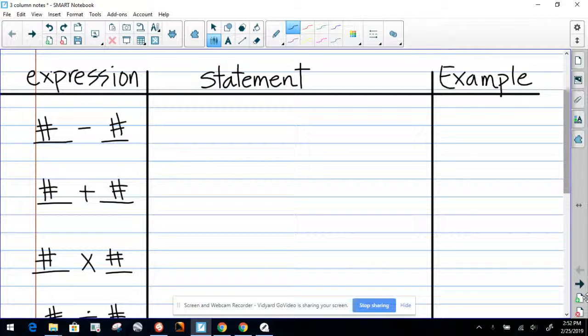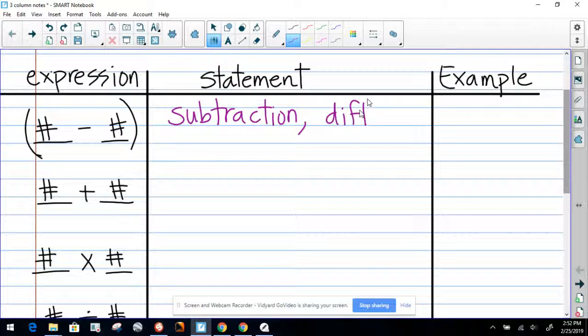So, for example, when you have to write expressions, you need to know what we call these parts. For example, this one right here, right? So this is a subtraction, right? So one way you can call this, we could call it a subtraction. We can also call it a difference. Now, why is that important?